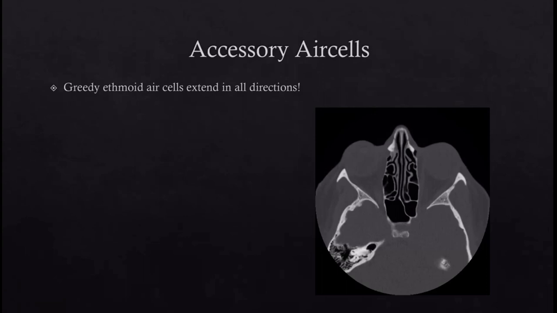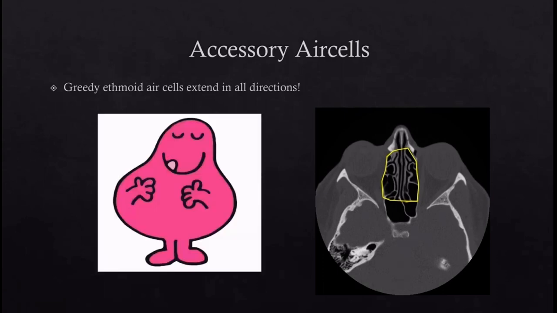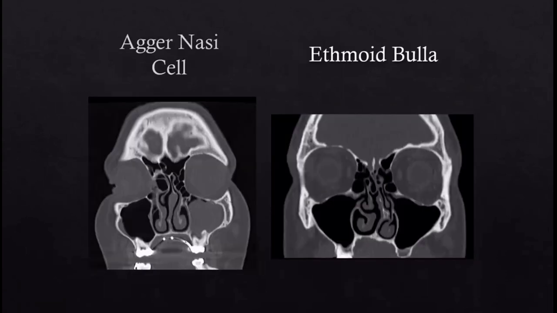Accessory air cells are often ethmoid air cells. This is the ethmoid labyrinth on both sides, and these greedy ethmoid air cells can extend in all directions. So the agger nasi cell here, agger nasi means nasal mound, so agger meaning mound. And the agger nasi cell is the most anterior ethmoid air cell, and it sits by the side of the lacrimal bone. And as you can appreciate here, it's sitting right next to the middle turbinate, and it can narrow the frontal recess if it's large.